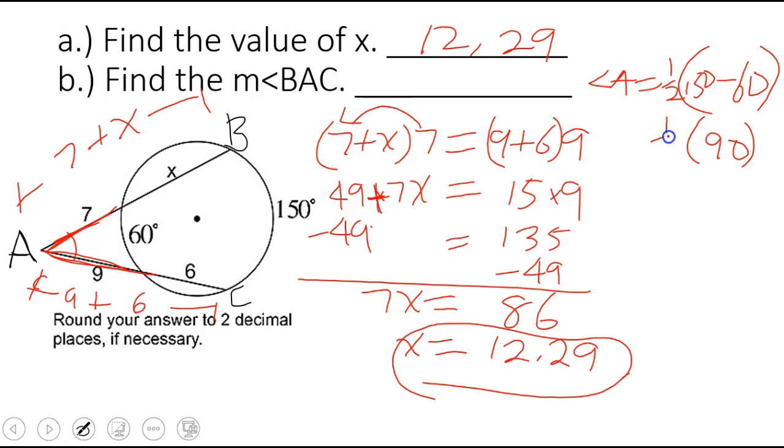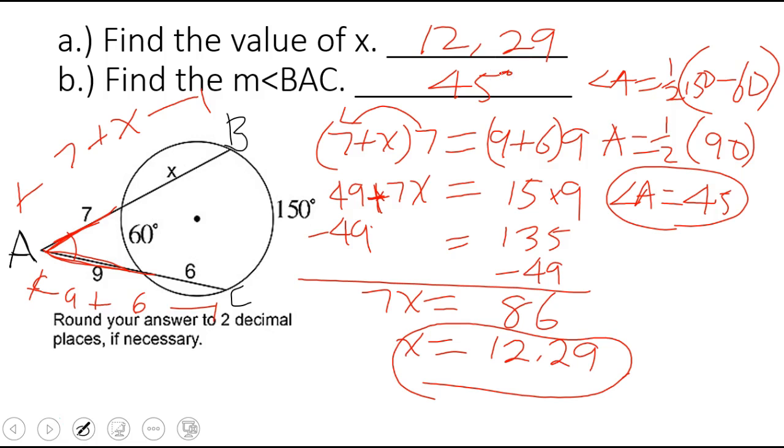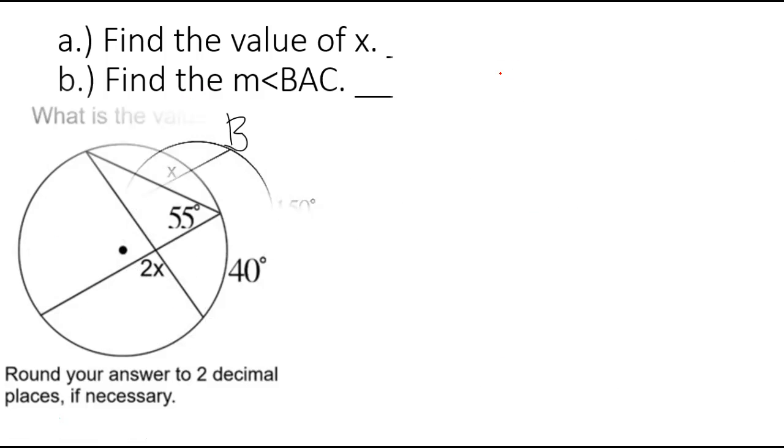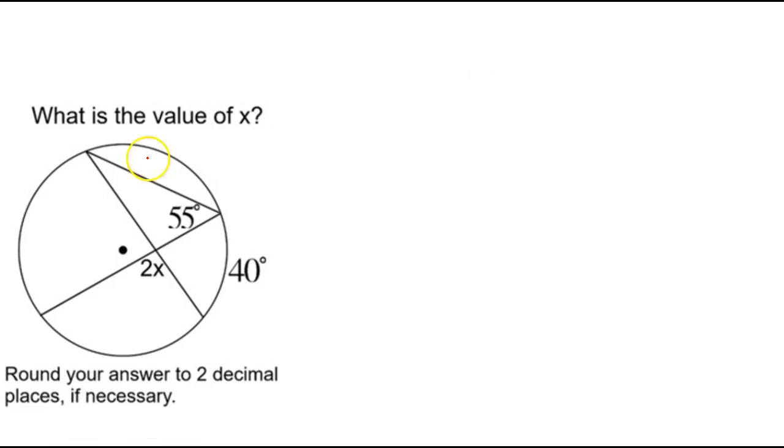And 1/2 of that 90 is 45. So angle A is equal to 45 degrees. Okay. All right. One more.